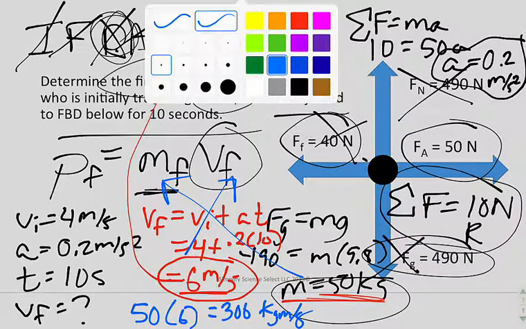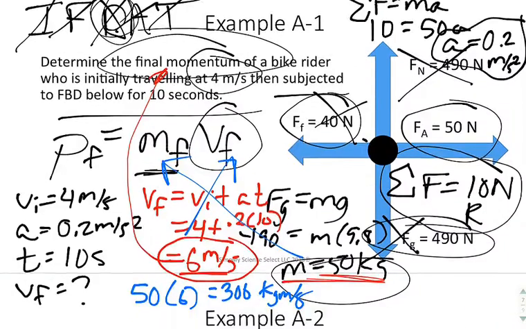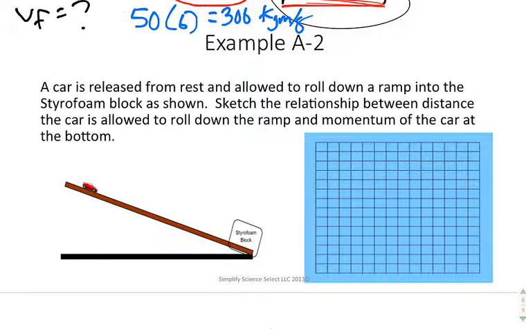Okay, that example had a lot going on. We had to read the free body diagram. We had to solve for the mass using the gravitational formula. We had to then plug our variables into the kinematics equation. Once we plugged them in and solved for final velocity, then we had to use the momentum equation. So you can see there's a lot going on in this particular example. Now, most of the momentum questions you see aren't going to be that difficult.